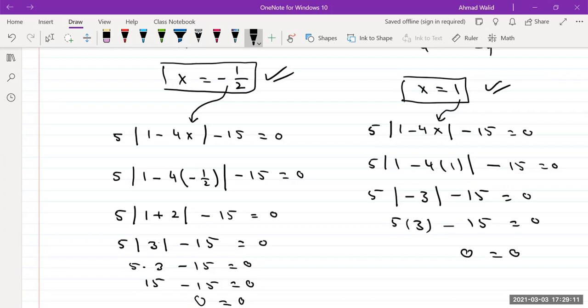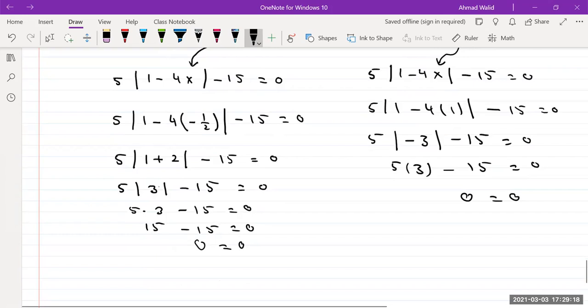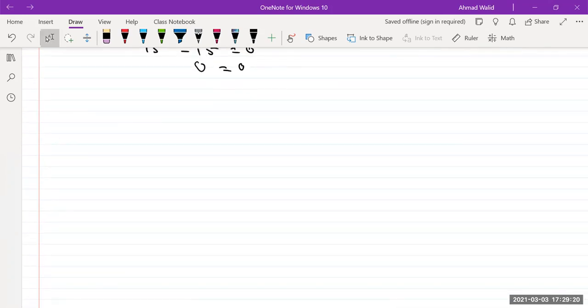Correct? Let me show you another example. Let's take this one. Example 2.